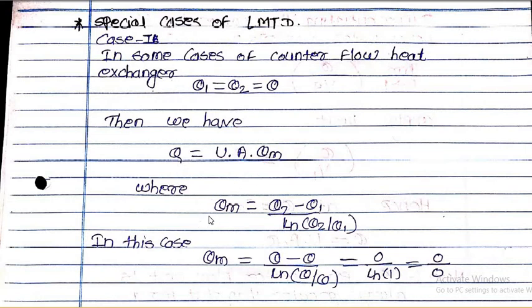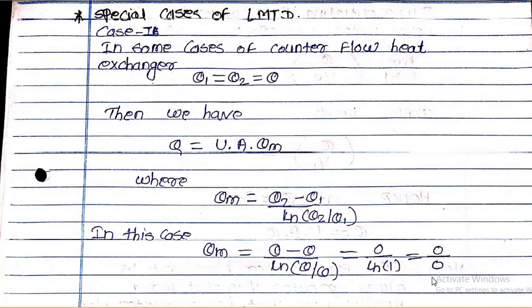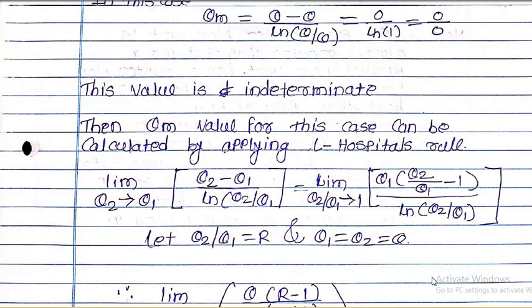So by using the LMTD method, theta m is equal to theta 2 minus theta 1 divided by ln of theta 2 divided by theta 1. Now theta 1 and theta 2 are the same, which is equal to theta. Then theta m becomes theta minus theta divided by ln of theta divided by theta. So theta minus theta is nothing but 0 and ln of theta divided by theta is nothing but ln of 1. So ln of 1, once again its value is 0. So 0 divided by 0, which is an indeterminate value. We can't determine this value. So what will be done in this particular case?